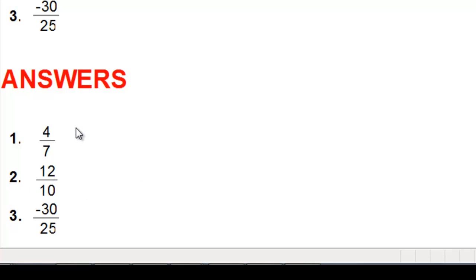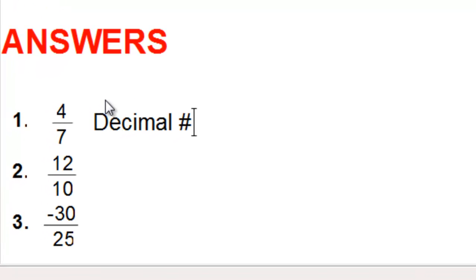In A, to convert this to a decimal number, you simply divide 4 divided by 7. And we'll round this to 2 decimal places. So this is 0.57.